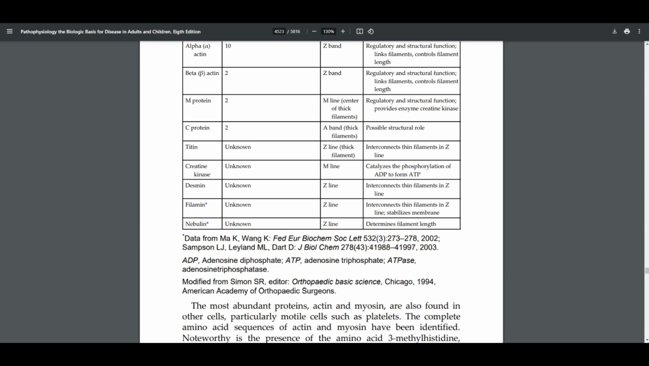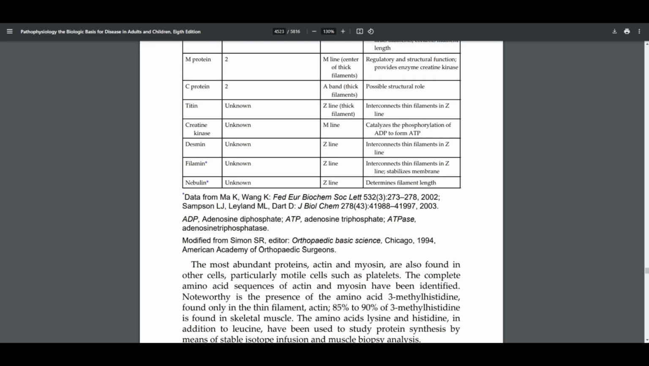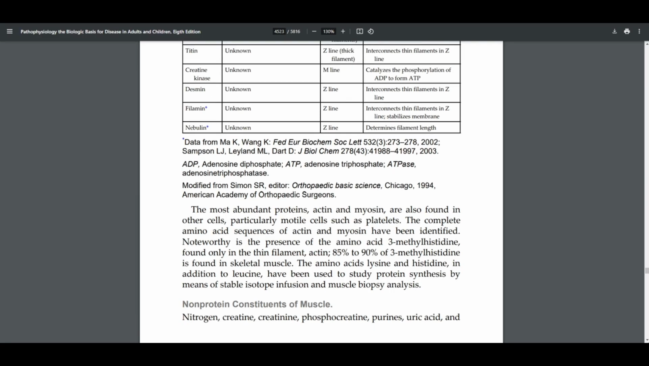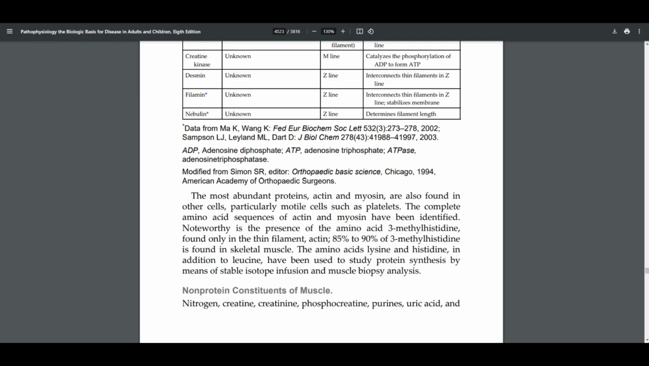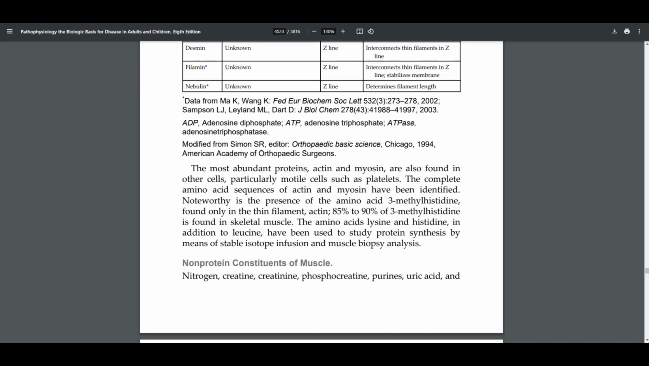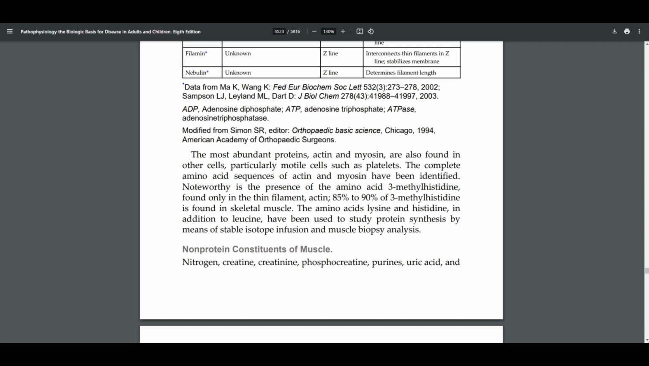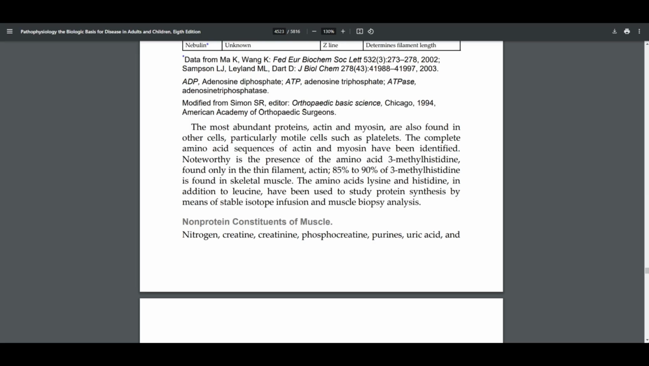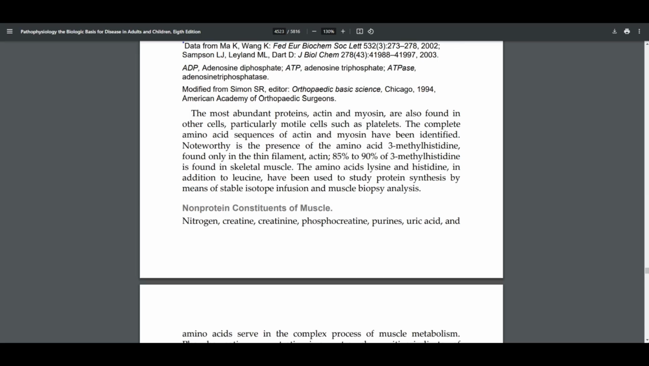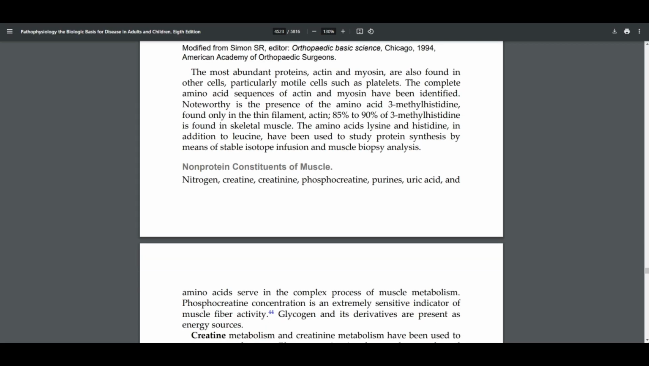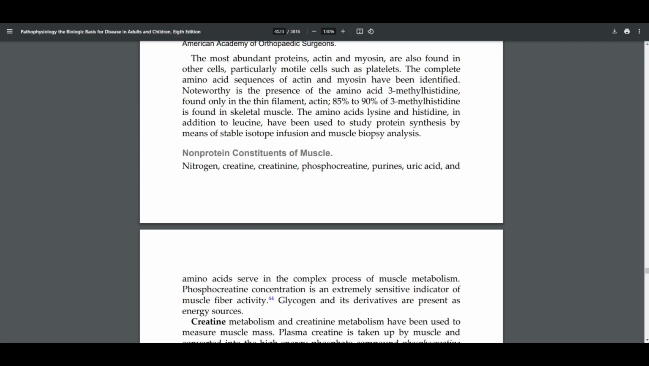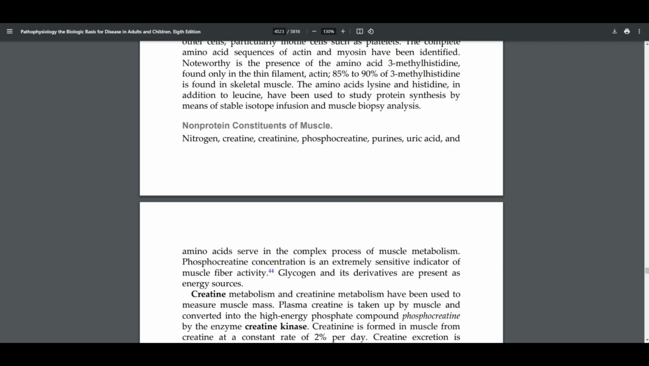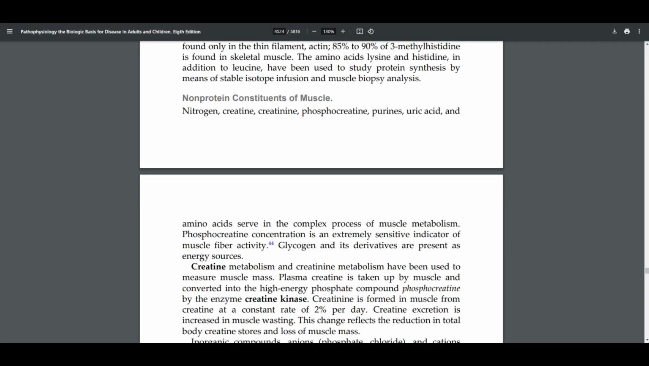The most abundant proteins, actin and myosin, are also found in other cells, particularly motile cells such as platelets. The complete amino acid sequences of actin and myosin have been identified. Noteworthy is the presence of the amino acid 3-methylhistidine, found only in the thin filament actin. 85 to 90% of 3-methylhistidine is found in the skeletal muscle. The amino acids lysine and histidine, in addition to leucine, have been used to study protein synthesis by means of stable isotope infusion and muscle biopsy analysis.